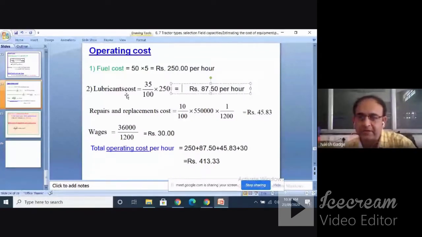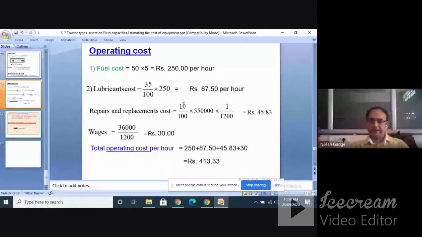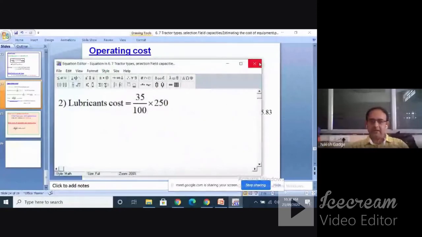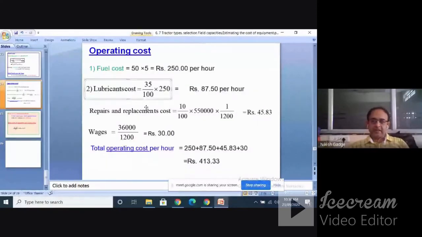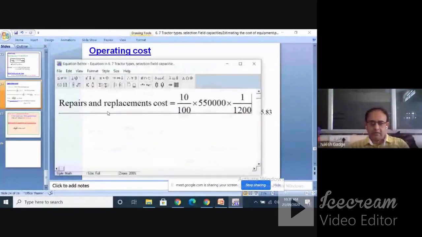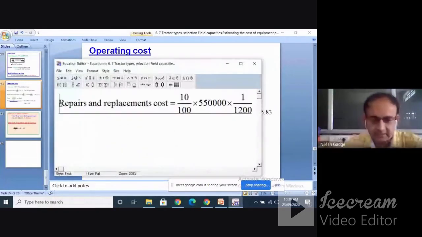Okay, so the lubricant cost is calculated like this. We have taken the lubricant cost as 35% of the fuel cost, so 250 multiplied by 35 divided by 100 will be the lubricant cost. Then this is your third term.